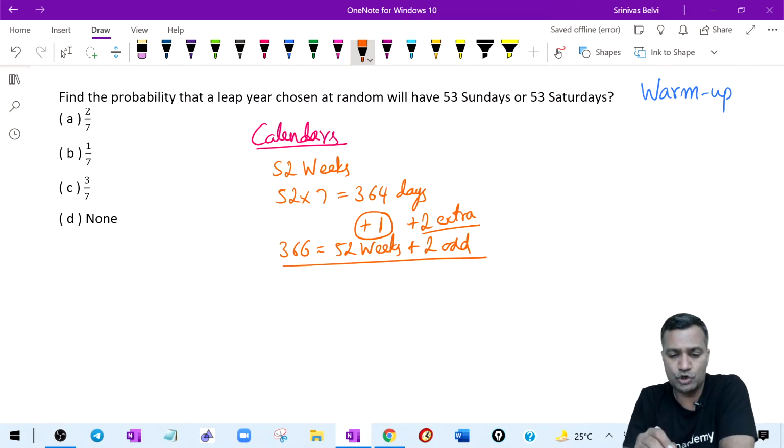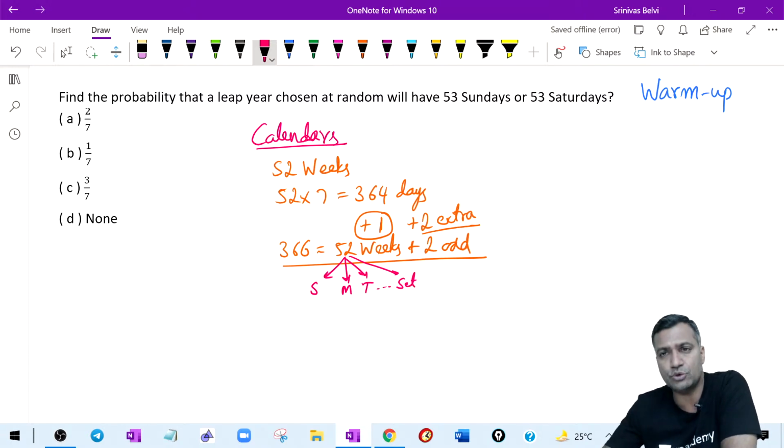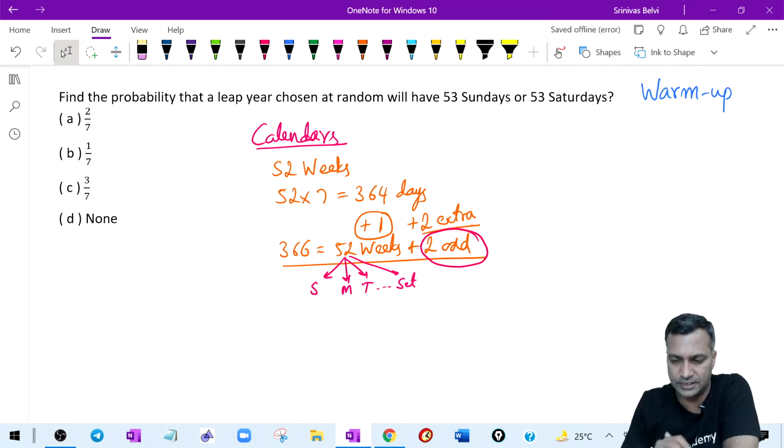What do you mean by 52 full weeks? There would be 52 Sundays, 52 Mondays, 52 Tuesdays, likewise 52 Saturdays. All of them would come 52 times. There are 52 complete weeks. It doesn't matter which day of the week the year starts on. There would be 52 Sundays for sure, 52 Mondays for sure, likewise 52 Saturdays. But there is a chance that 1 or 2 days will have a count of 53 in that particular year. Why? It is because of these two odd days. Now this question belongs to these odd days.